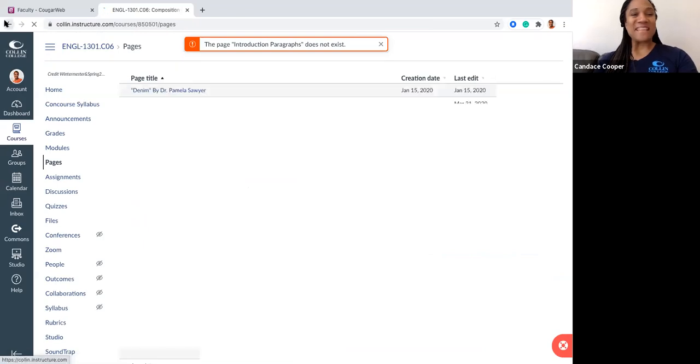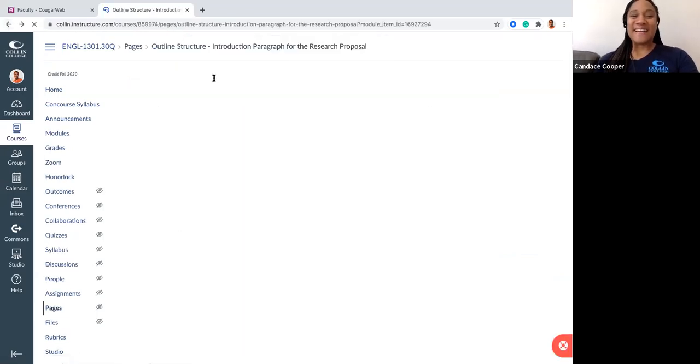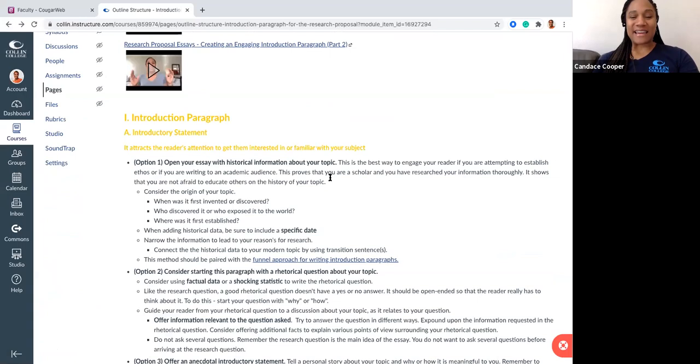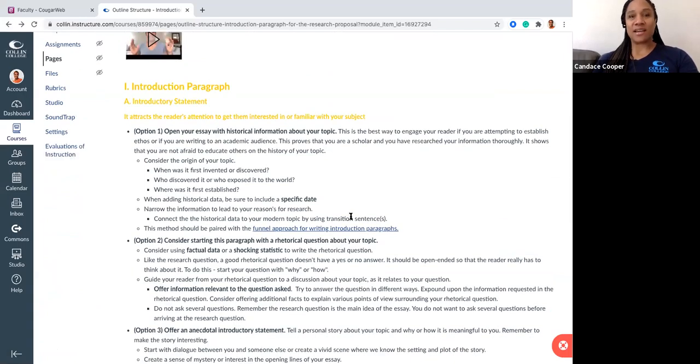It did not. So I will update that link, but it's just another page in Canvas that will show you different approaches for writing introduction paragraphs. And we will use this for the analytical essay. So this is more of a support tool for this essay, not a primary tool. Your primary tool is here.